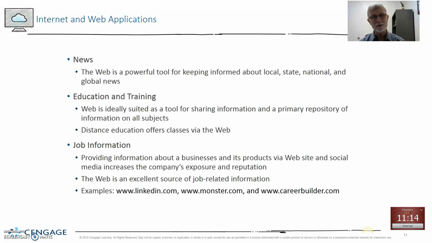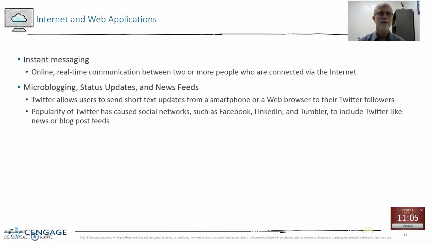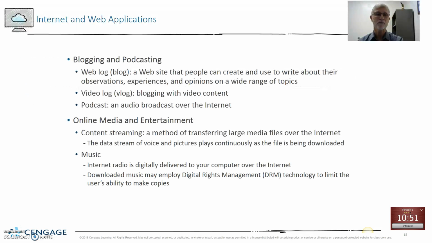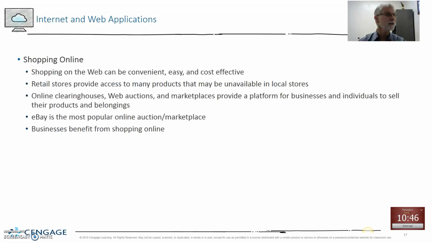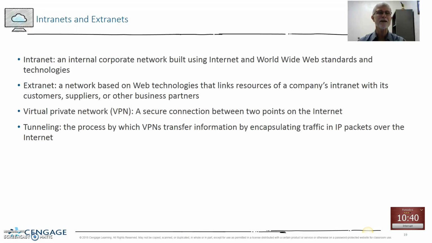Some of the types of applications we all have used: news, training, job search information, search engines, instant messaging, blogging, status feeds, conferencing, go-to-meetings, just tons of different options. Blogs, media posting, music, gaming, video, online shopping. Who hasn't done that? Travel. So pretty much every aspect of our life right now can be done on the Internet.